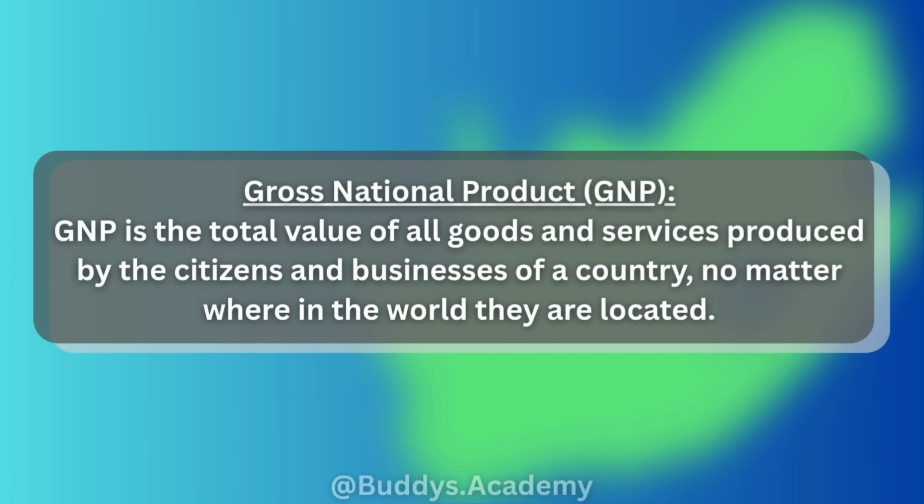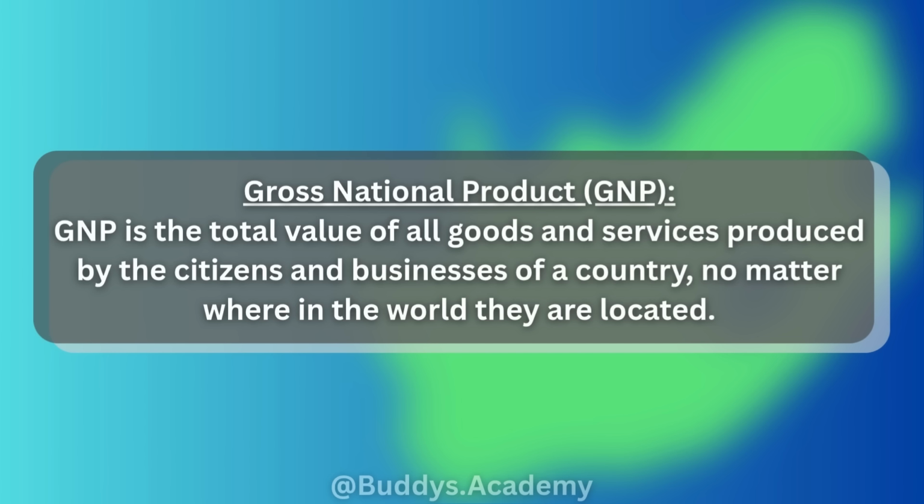And our third definition will be the gross national product, so your GNP. The GNP is the total value of all goods and services produced by the citizens and businesses of a country, no matter where in the world they are located. Now, this is going to include the income that is earned by South Africans abroad.